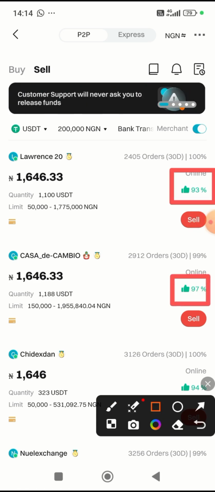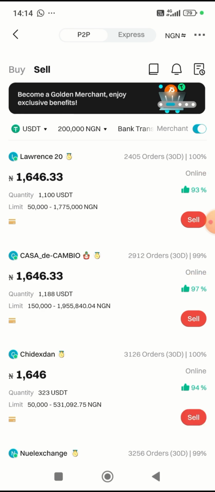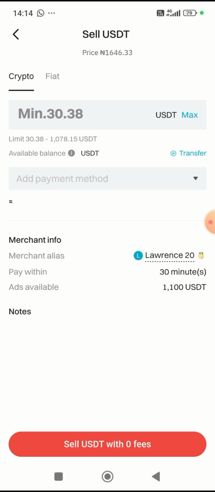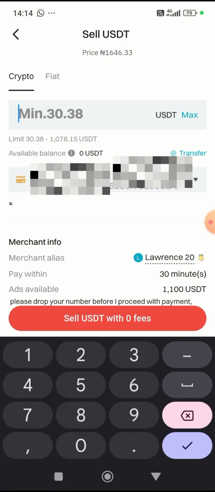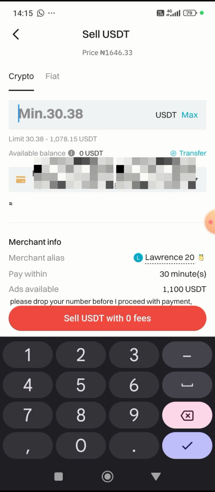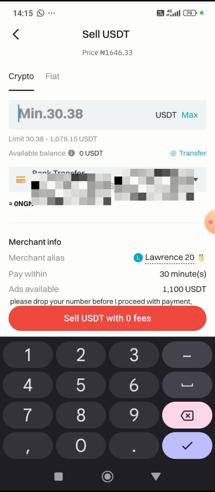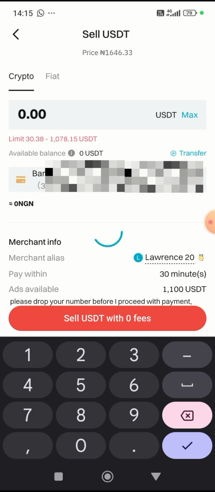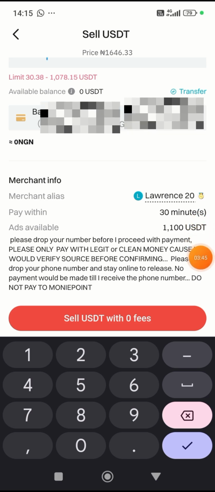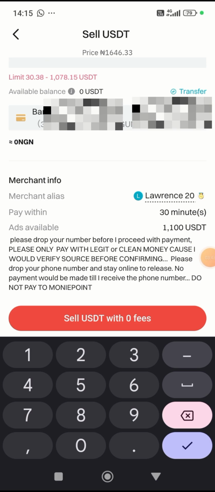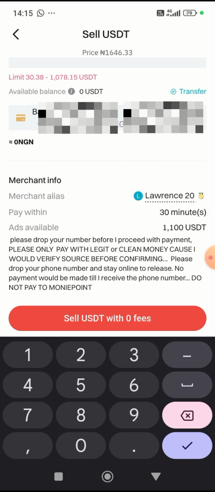93, you could see this one is having 97. If you were on Bybit, you see the number of orders they have taken. So the next thing you need to do is tap on sell, then you see my bank details are already there. You just enter the amount you want to sell. Let me say 100 USDT. I'm not having USDT here, that is why it's showing. You just tap the amount, then the amount will be displayed there. Another thing you need to know is to pay within 30 minutes, and this person will be paying. If you are not okay with that, you can go to another merchant who has a shorter payment time.